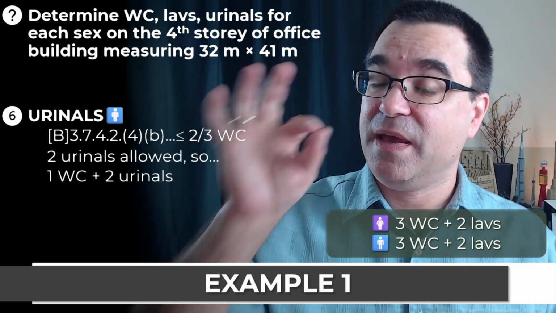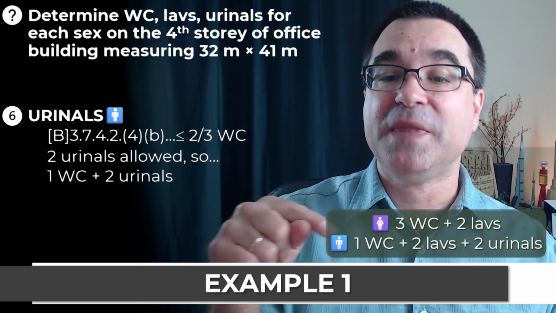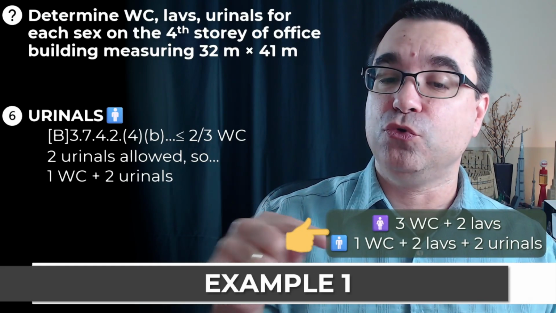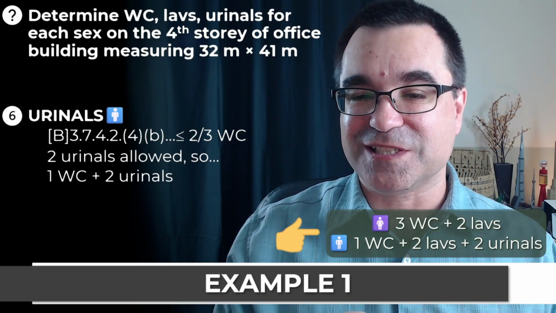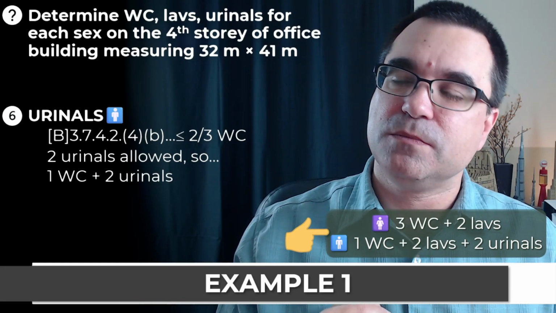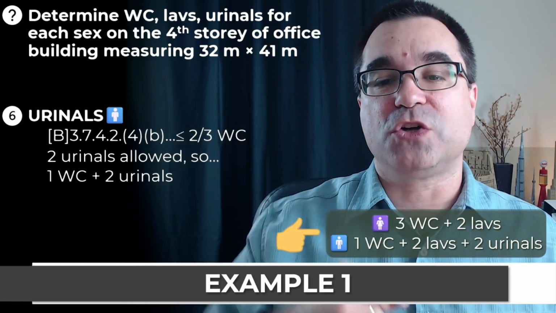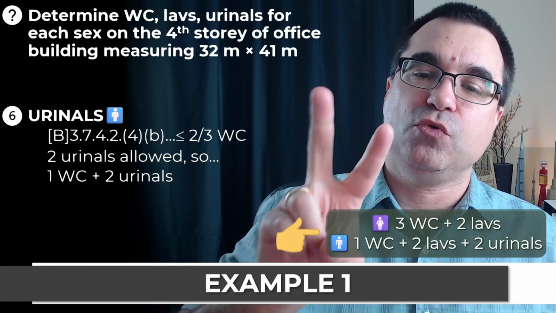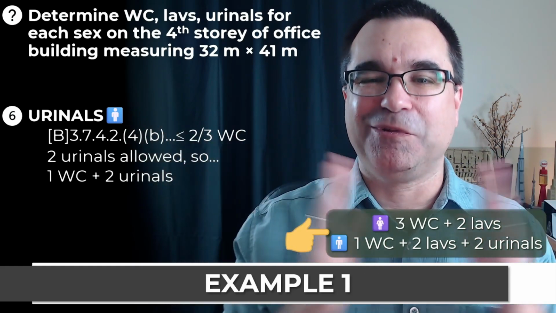So we end up in the male washroom with 2 urinals and 1 water closet from just 3 water closets. Okay, so this here would be the final answer. In the female washroom, you'd have 3 water closets and 2 lavatories. In the male washroom, you'd have 1 water closet, 2 lavatories, and 2 urinals. That's all there is to it, okay?